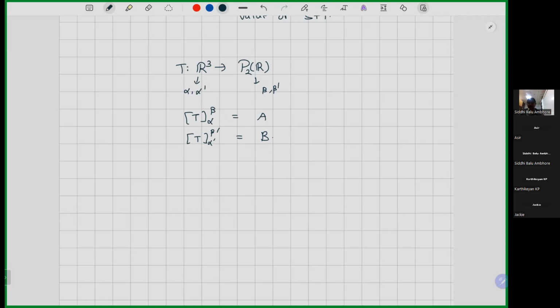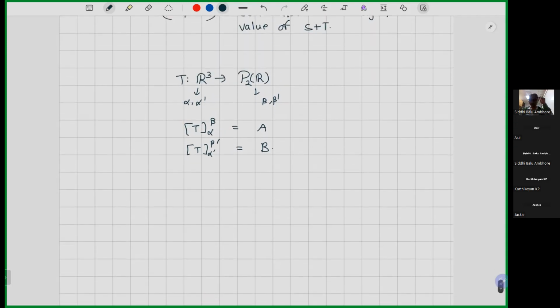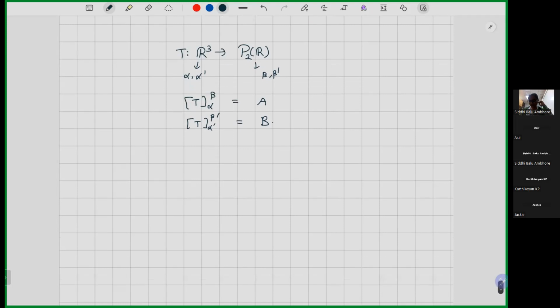So you want to know how T alpha beta is calculated. I'm stuck in the calculation where I considered alpha as the standard basis for R3 and beta as the standard basis for P2 of R. So T alpha beta means, since we are in R3, alpha will be some alpha 1, alpha 2, alpha 3. No, I took the standard basis. Okay, so let us call them E1, E2, E3. And here my beta will be 1, x, x square.